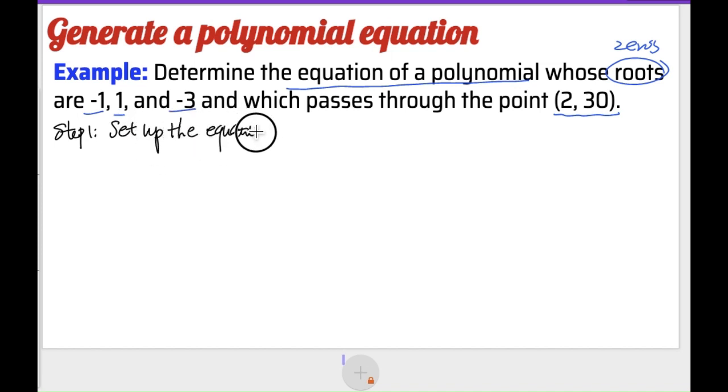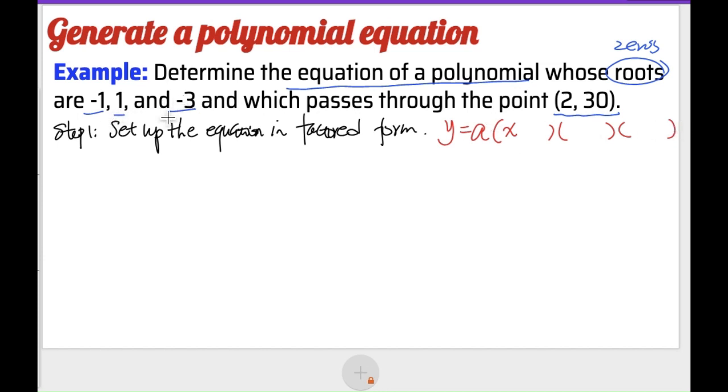But remember, we are going to set up the equation in factored form, because that's the form we are going to use today. And this is an easy way for us to get started. So we set up the equation in factored form, which is, because we have 3 roots here, and starting with a, which is one we do not know, then when we put in the roots, as you can see, we do have 3 roots. So I can set up 3 parentheses here. But when we put zeros back into the equation, we have to flip the sign, because that's the whole idea of zeros.